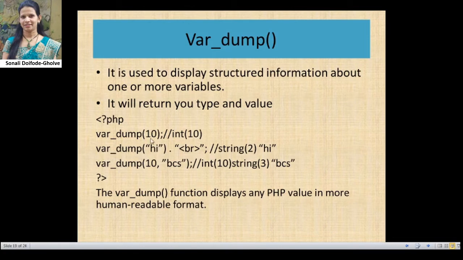var_dump of "hi". We know this is a string, so it will return string of length 2 having the value hi. When you use var_dump of 10, comma, "BCS", it will return int 10, then string. For a string, it first returns the type, then the length of the string, and then the value of the string. This is also used for debugging purposes.